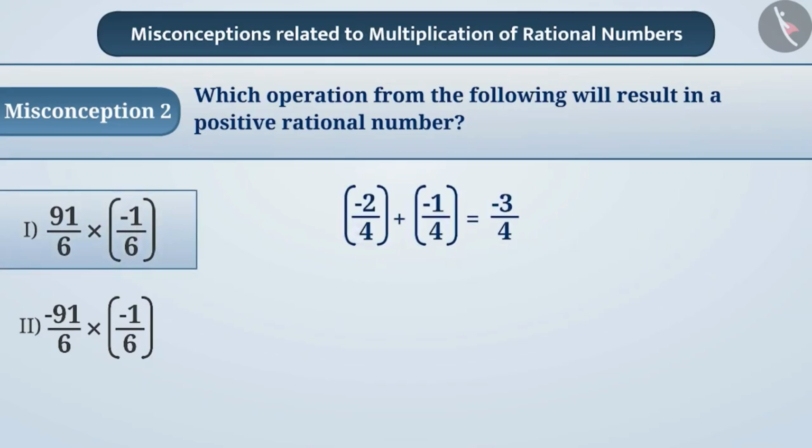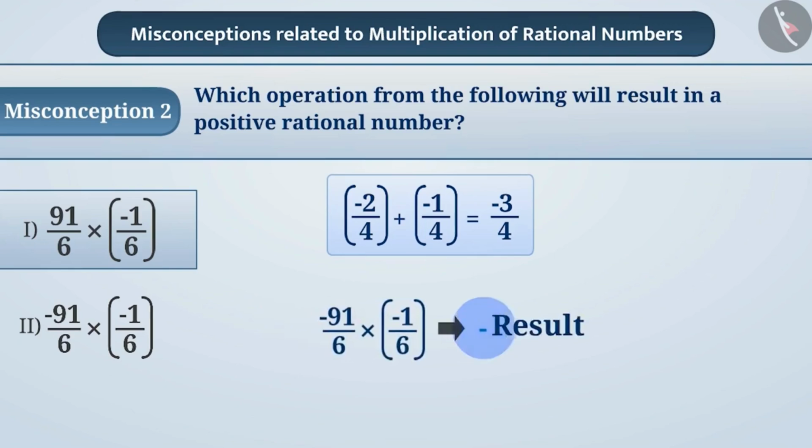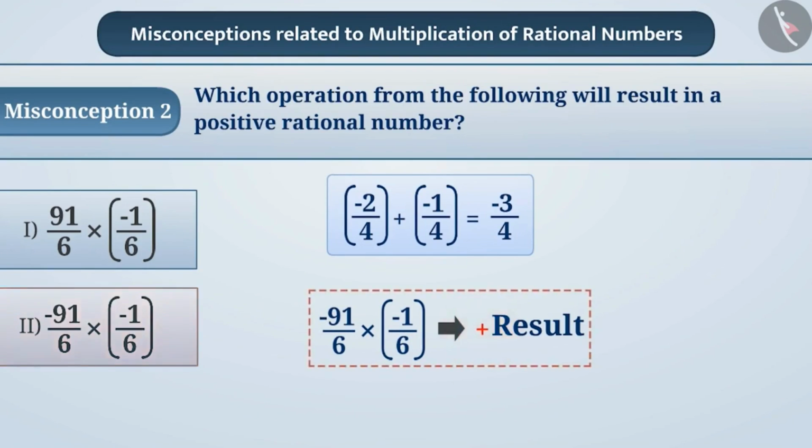The sum of two negative rational numbers is negative. Some children consider this understanding to be true for multiplication as well and believe that the product of two negative rational numbers is also negative. Therefore, they start accepting option 2 as an incorrect answer. But the correct understanding is that the product of two negative rational numbers is always a positive rational number. Hence, the correct answer is option 2.